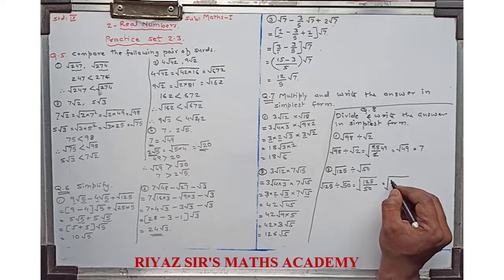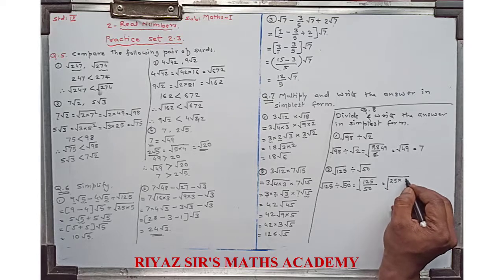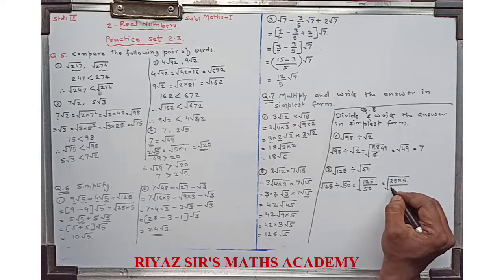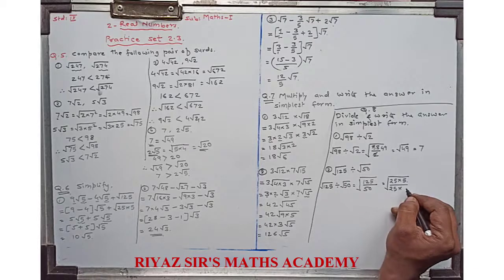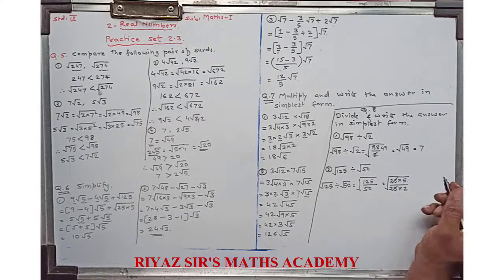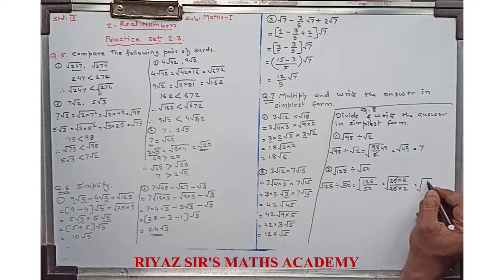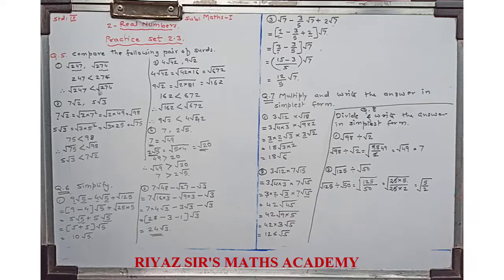So factors for 125, that is 25 5s are 125, and factors for 50, that is 25 2s are 50. Right. So this 25 gets cancelled, and finally the answer you will get is 5 upon 2. Okay. Is there any doubt in this?